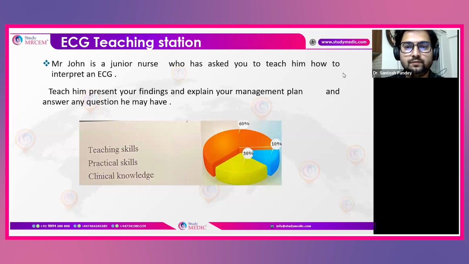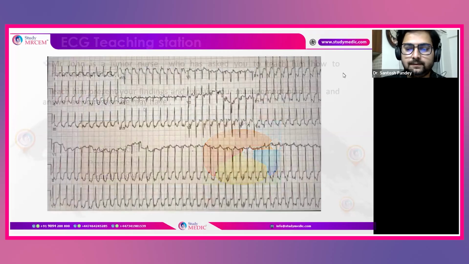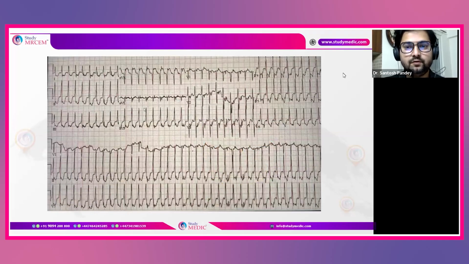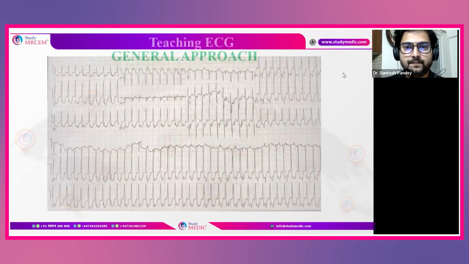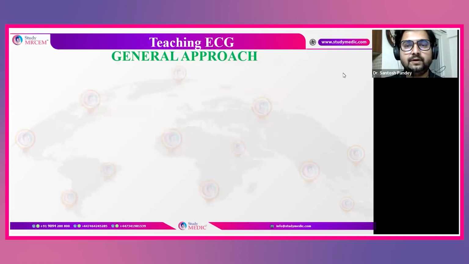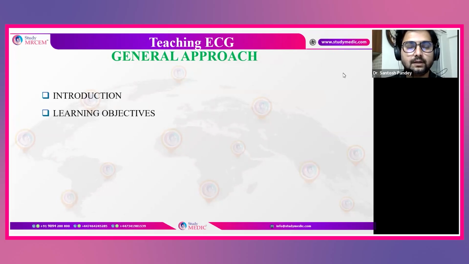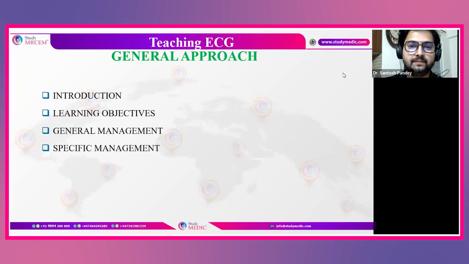Okay, so we'll start with how to deal with the station. This was the ECG ask. Again, if you go inside the station, please ask about the ECG initially. If you don't ask, they will not give you the ECG. So once you enter, always follow the general approach as I told previously. The sub-parts of your general approach are your introduction, learning objectives, general management of the patient, specific management depending on the ECG findings, and a recap.